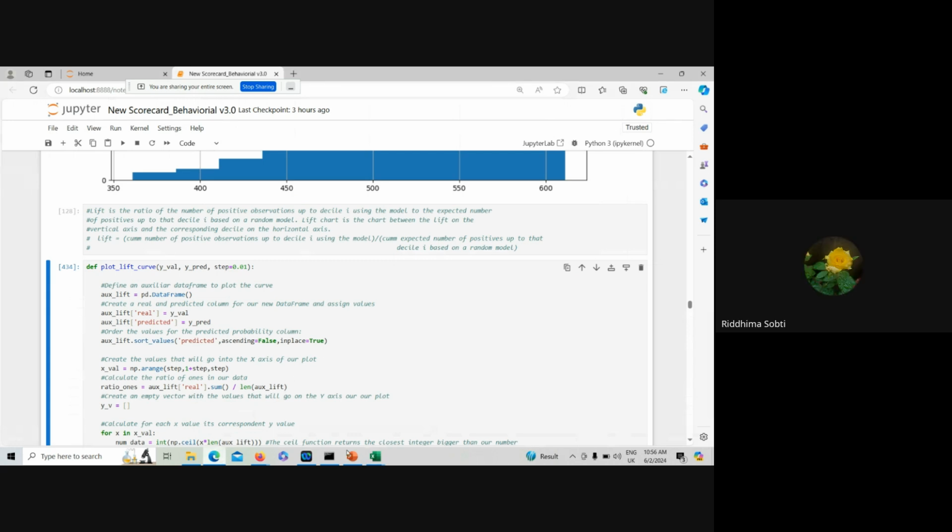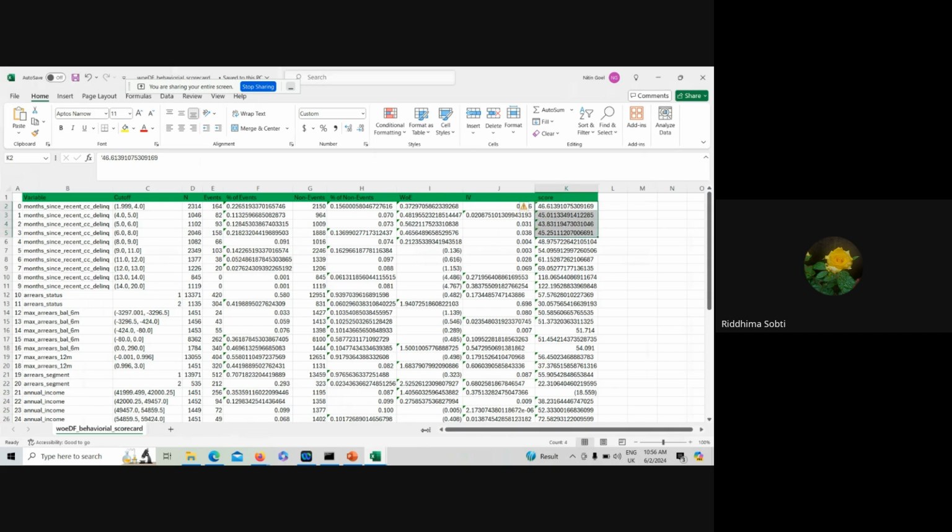Also, sir, one thing: this score formula, this PDO offset formula, it can only be used for logistic regression, right? I will investigate and come back. At the moment, that's what I know.